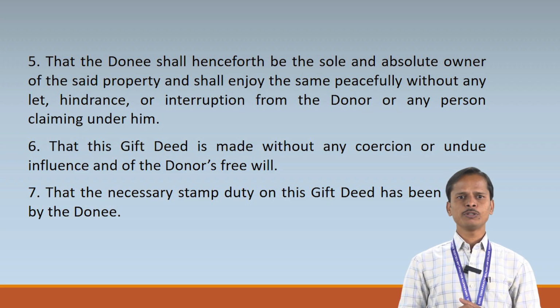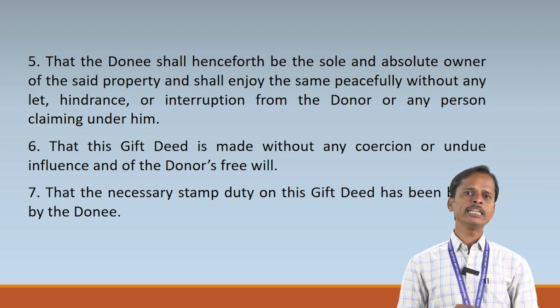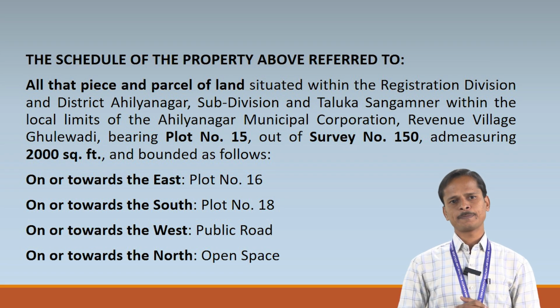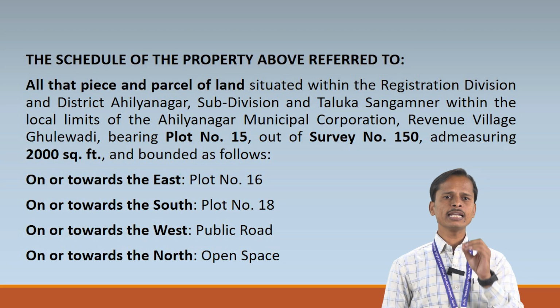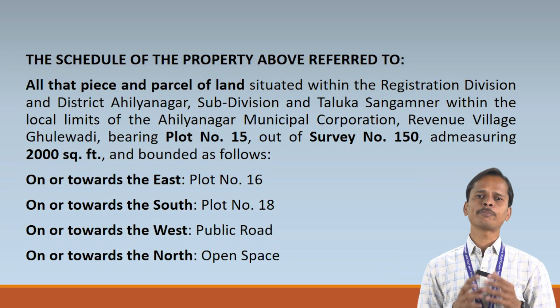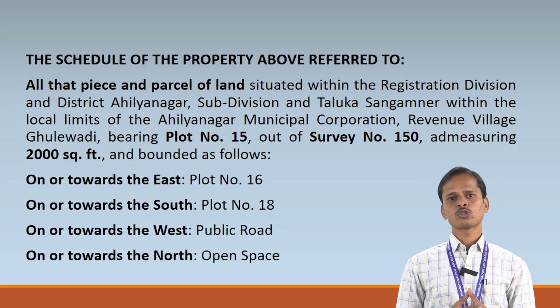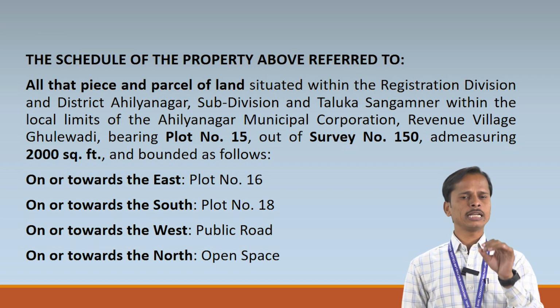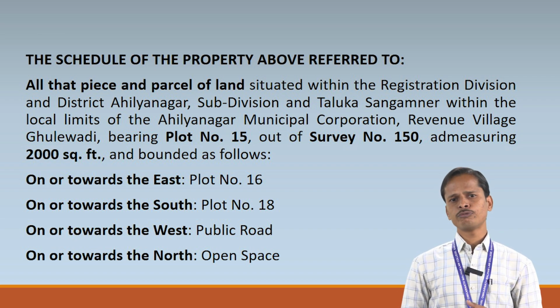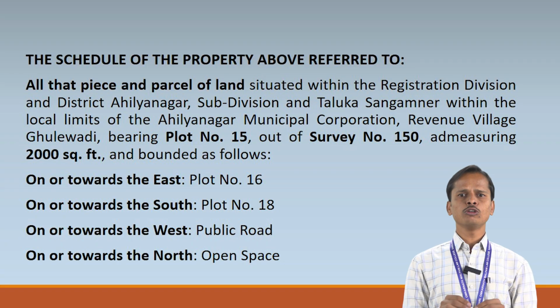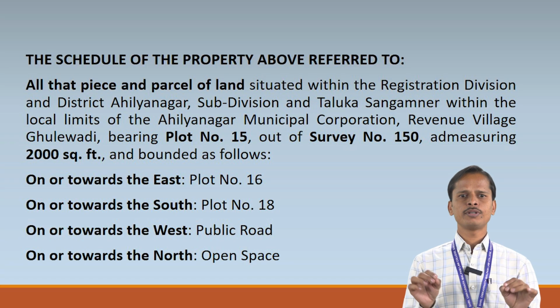After completing the operative clauses, the next part of the gift deed is the schedule of the property. This section gives an exact description of the property being transferred, so there is no confusion about its identity. Here is how we can draft it. The schedule of the property above referred to.